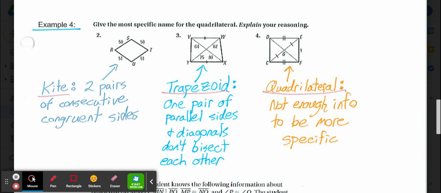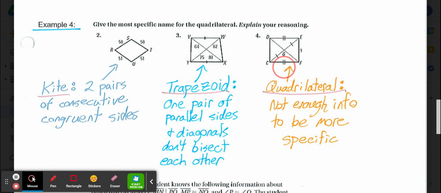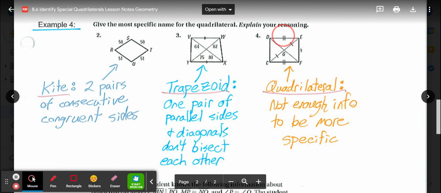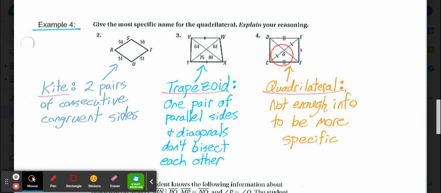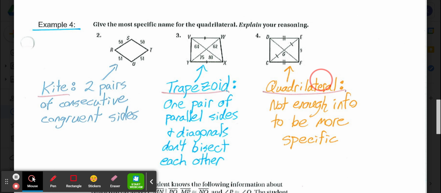And then in 4, they gave us CG congruent to GE and CF on bottom congruent to DF on top. No other info. Well, one set of congruent sides on the outside doesn't help us. One pair of congruent diagonals doesn't help us. So all we really know is this is a 4-sided figure. So simply put, we can only name this figure as specific as possible to be a quadrilateral. We don't have enough info to be more specific otherwise.